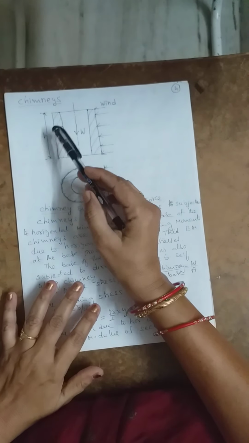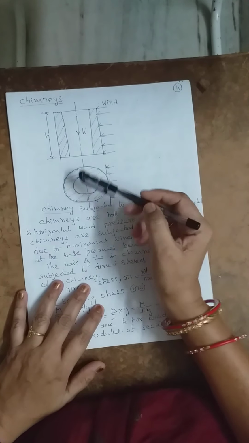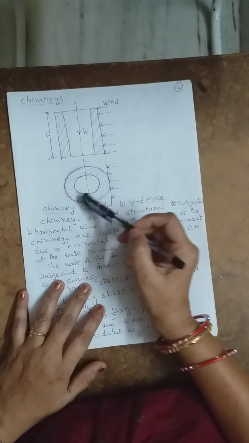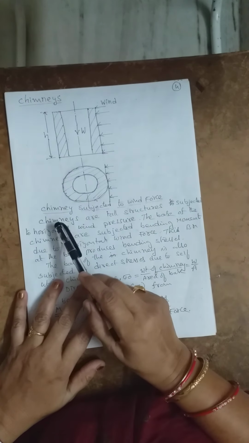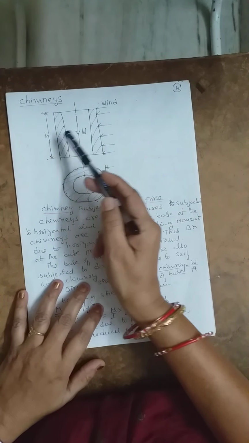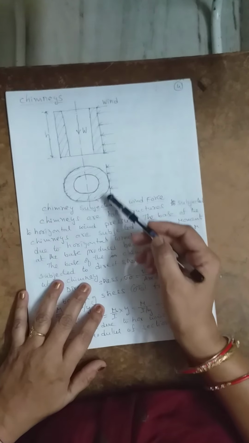In this lecture we learn about chimneys. This is the section of the chimney, and it is circular in its base or cross section. This figure illustrates the chimney which is subjected to wind force. So wind force is acting like this, from the right onto the chimney, in this manner.